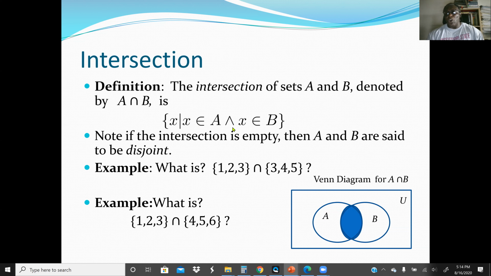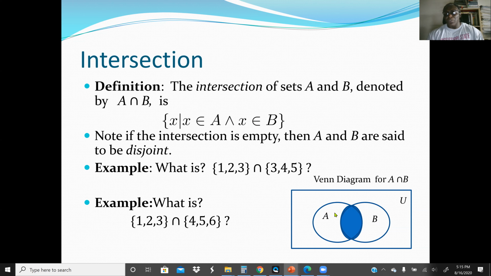So union was all the elements in A or all the elements in B. The elements don't have to be in both A and B. It can be in both A and B, but we don't take a duplicate. Then it can be in only A or only B for union. By intersection, we only need the elements that are in both A and B. So we use the AND operator again.